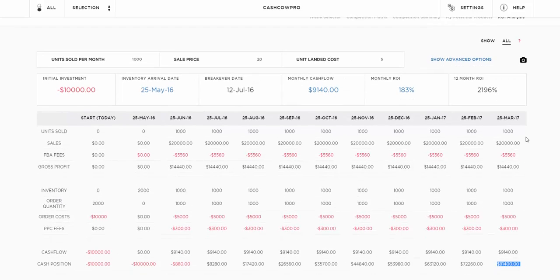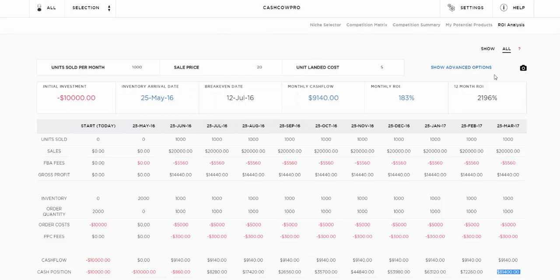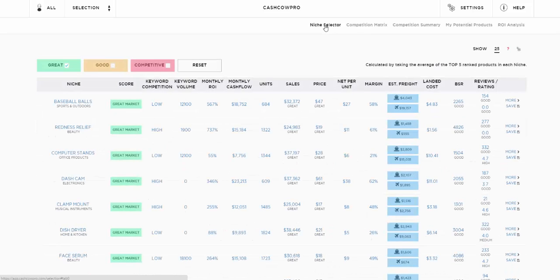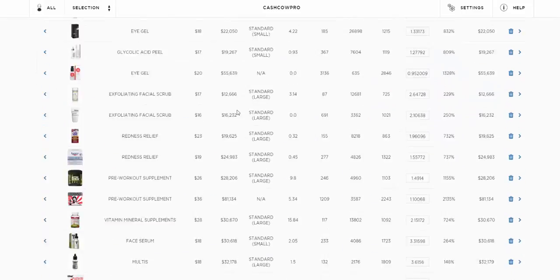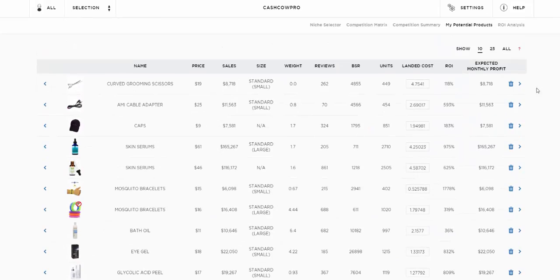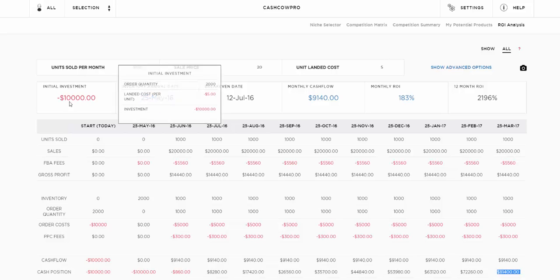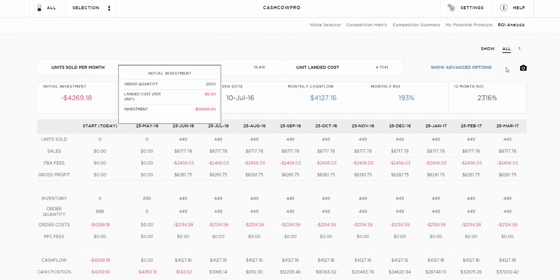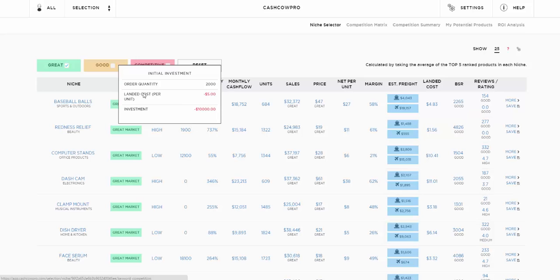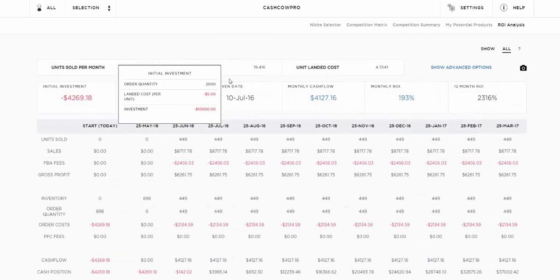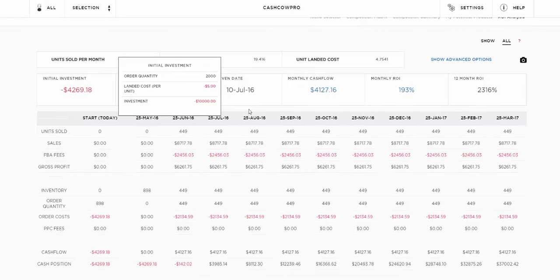It's an extremely powerful tool, and you can then save, as I said, that to your My Potential products, but you can also take products from the niche selector. You can save them to My Potential products, and from there you can also just hit this arrow and it will automatically populate the ROI analysis for that product. So any product you find in the niche selector, you can do a quick ROI analysis on as well, very easily and quickly, to see how it's going to perform too. Boom, done.